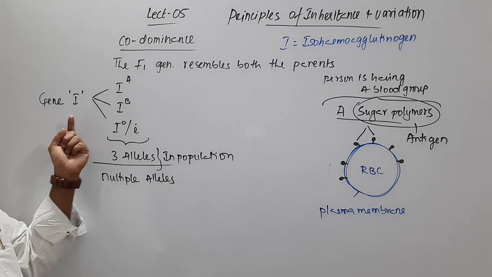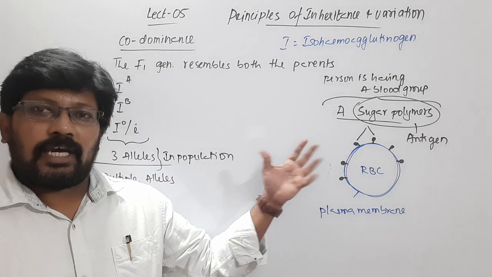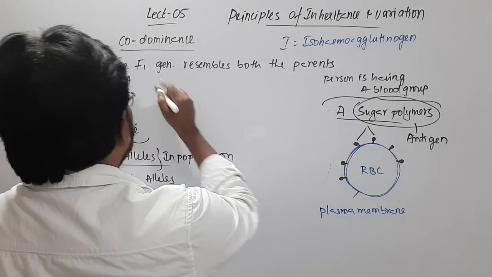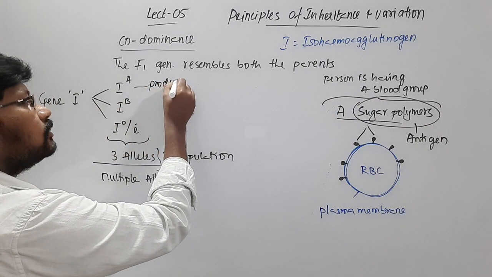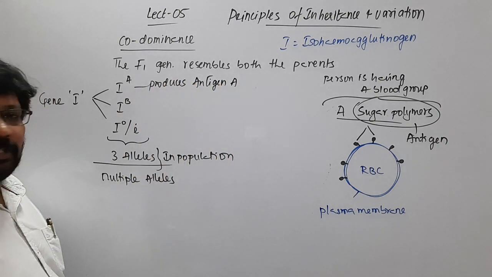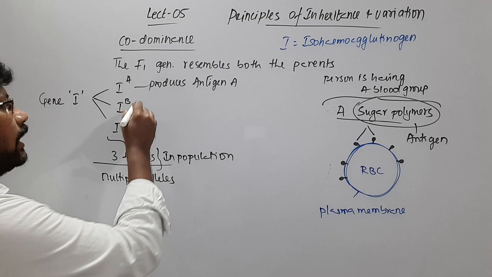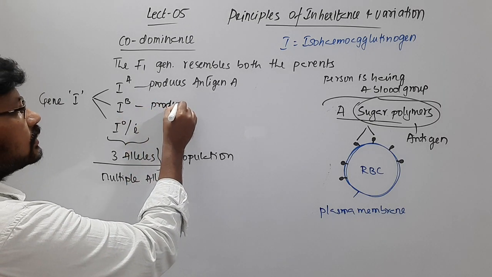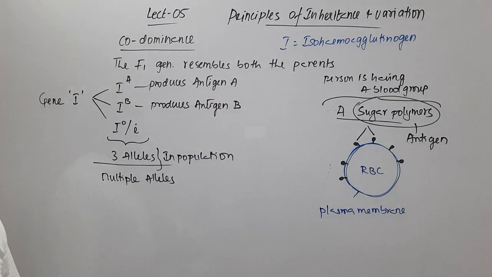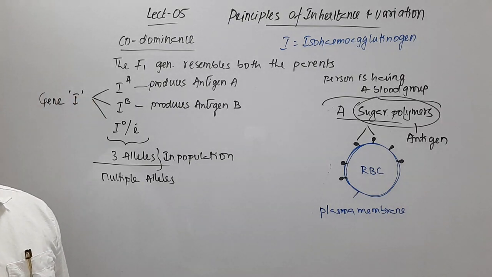If the gene I produces this A sugar polymer, then in simple words I will say it produces antigen A. If it is producing antigen A, then the person's blood group will be A. And this one produces antigen B. If that is the case, then the person's blood group will be B.